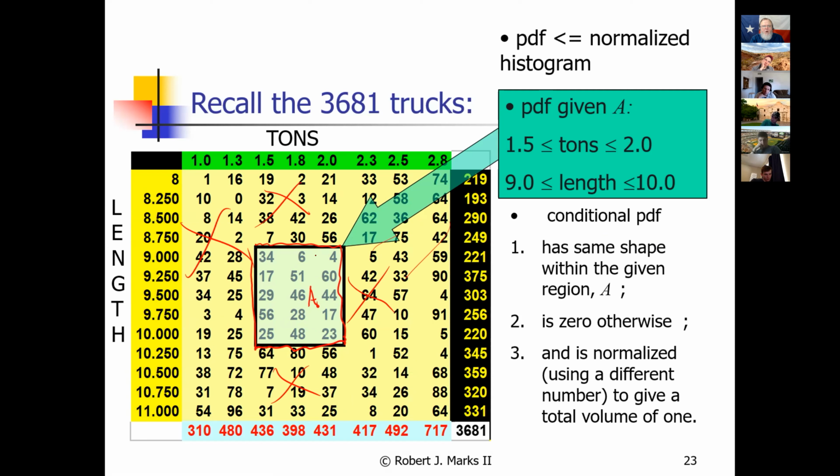And just like before, you would take each of these numbers and divide by the sum of the numbers in order to get an empirical distribution over the interval A. It's just like you're starting over with a different empirical histogram. Does that make sense? So that's the idea of conditional with the idea of these trucks versus the length and the tonnage.